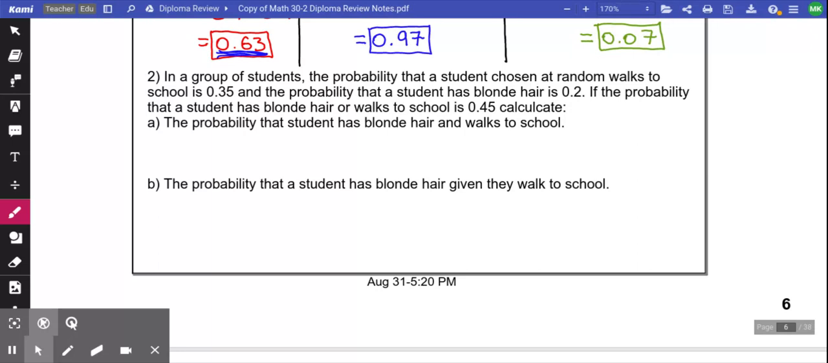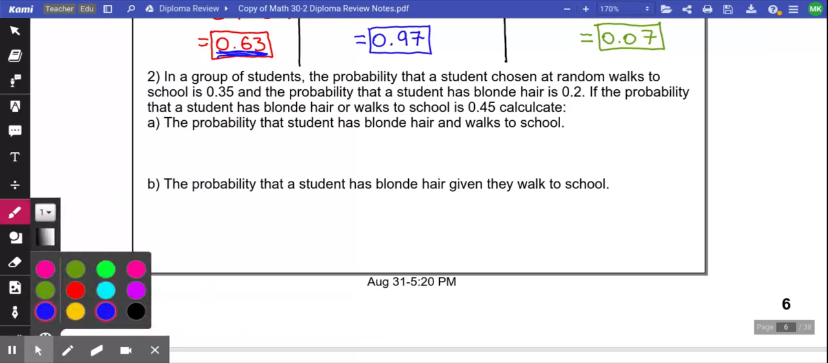It says, in a group of students, the probability that a student chosen at random walks to school is 0.35, and the probability that a student has blonde hair is 0.2. If the probability that a student has blonde hair or walks to school is 0.45, calculate the probability that a student has blonde hair and walks to school. Okay. Blonde hair and walks to school.